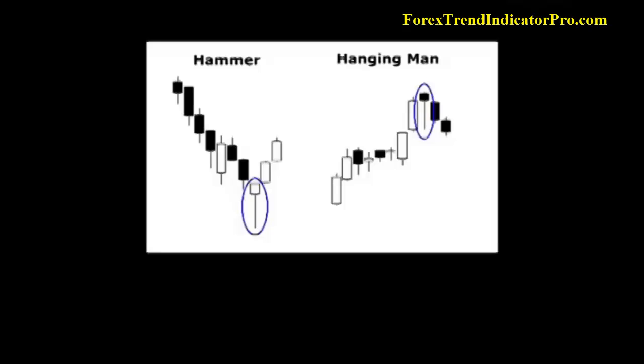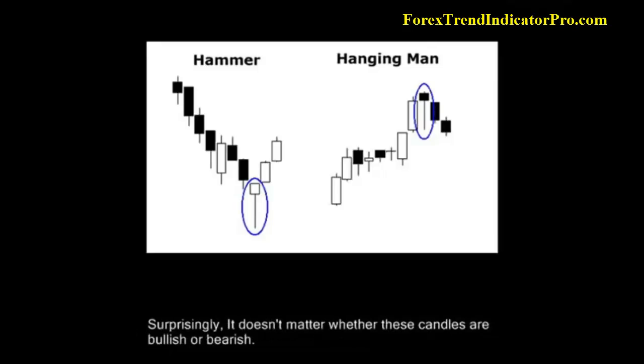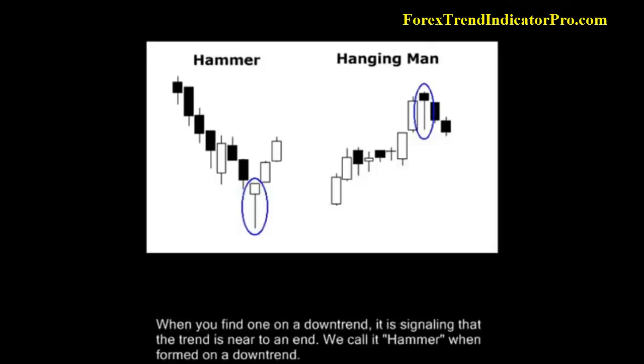Hammer and hanging man. Hammer and hanging man are reversal candlestick signals. They have long lower shadows and small bodies. Surprisingly, it doesn't matter whether these candles are bullish or bearish. When you find one on a downtrend, it is signaling that the trend is near its end.